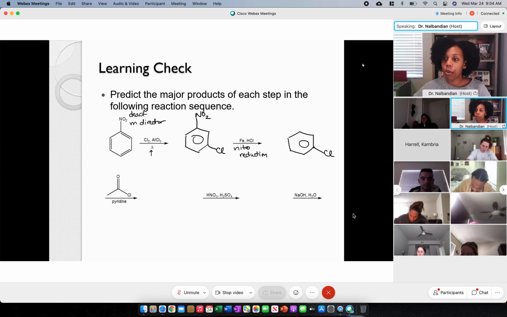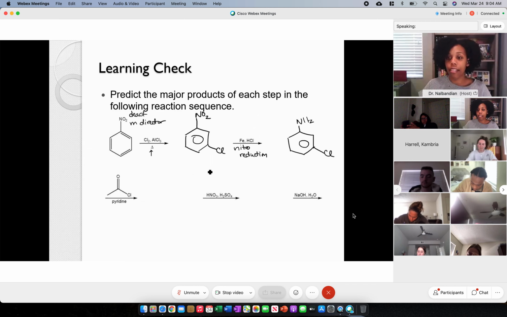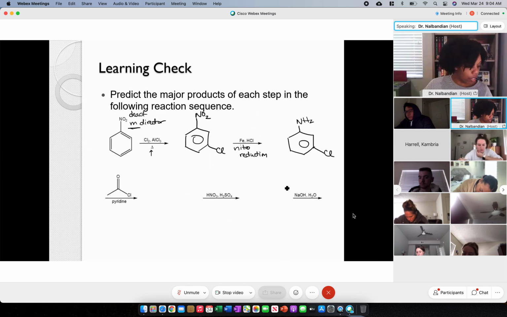So our nitro group becomes an amino group. Remember, we couldn't have accessed this if we had tried to just have the amine there in the beginning. We had to have a meta director if we want the meta disubstituted product.